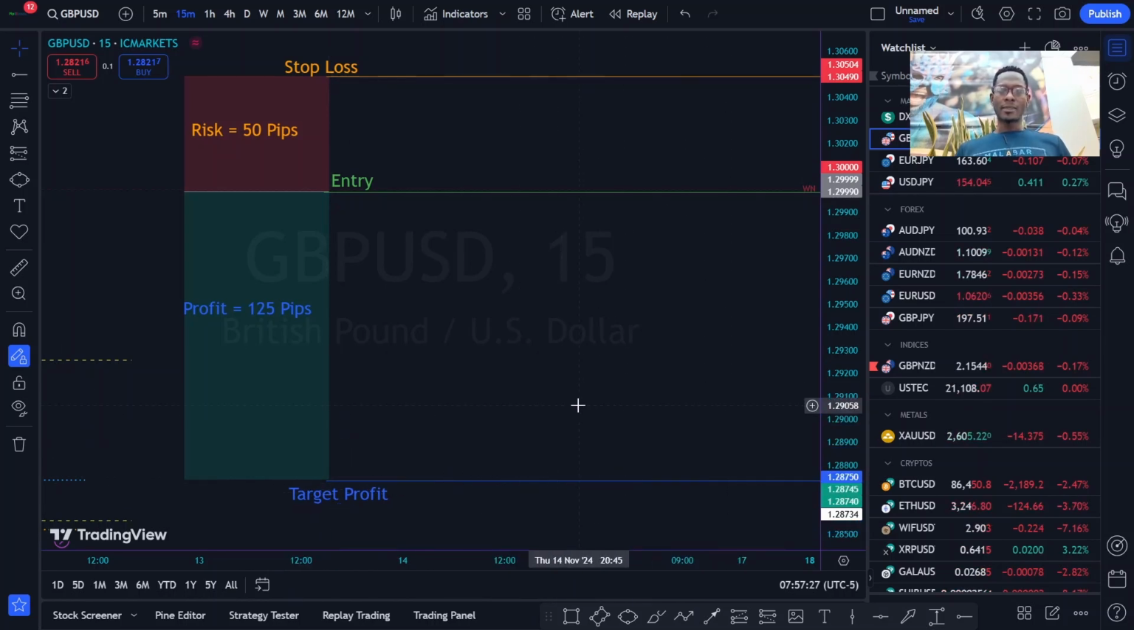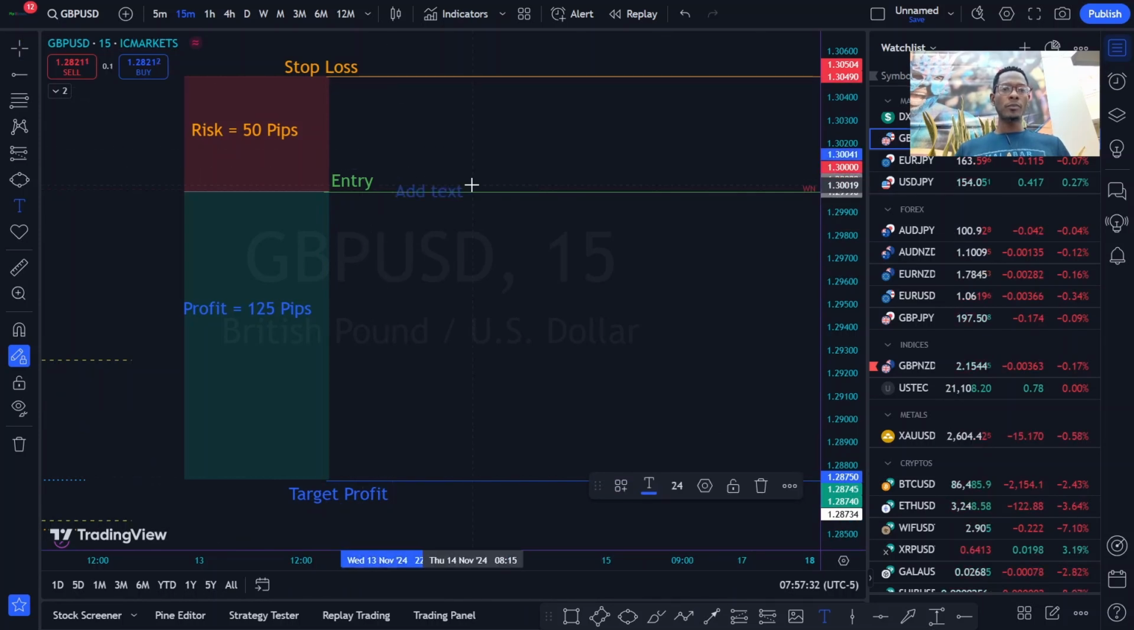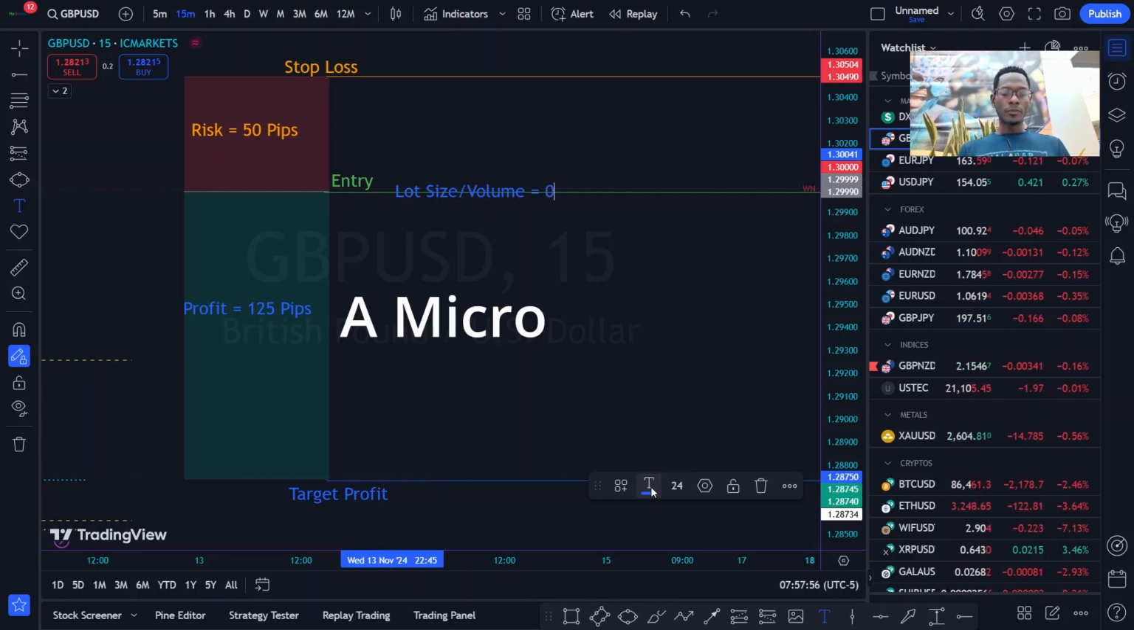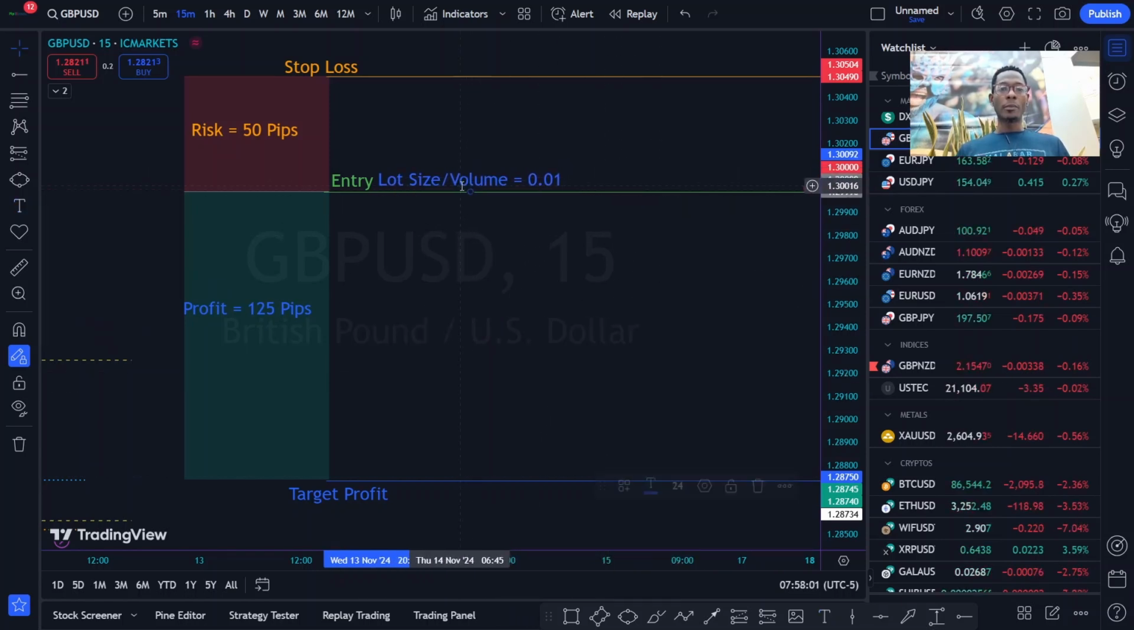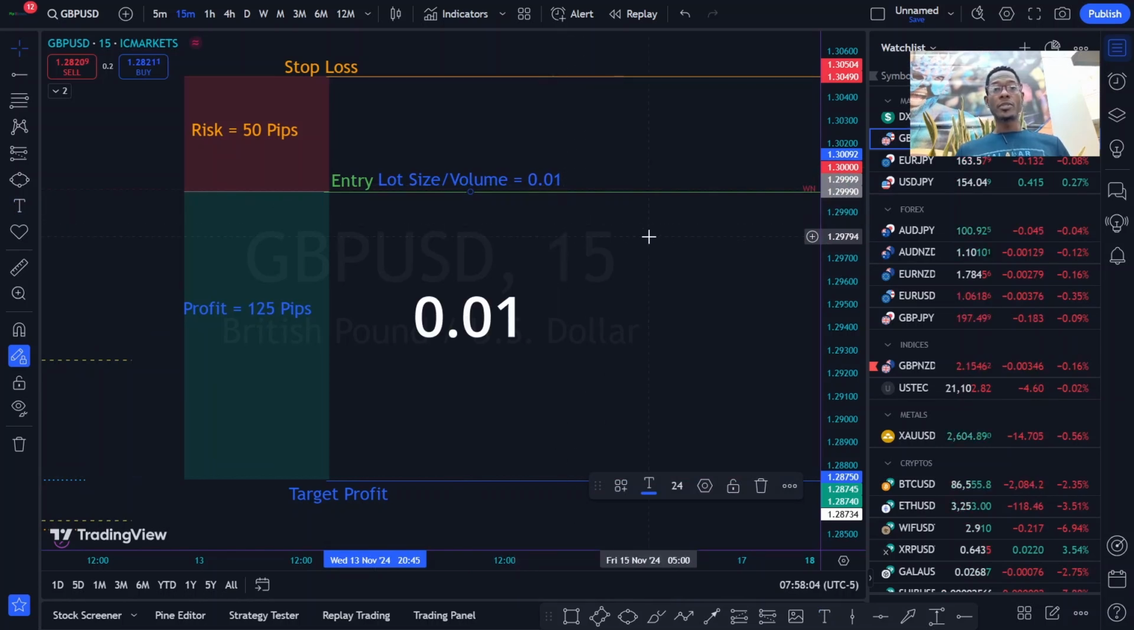Now, the math is simple. We want to talk about risk. So, let's say we are having a lot size or volume. Right? Our lot size and our volume equals a micro lot. Right? So this is known as a micro lot. All right? 0.01 to 0.09 is a micro lot.